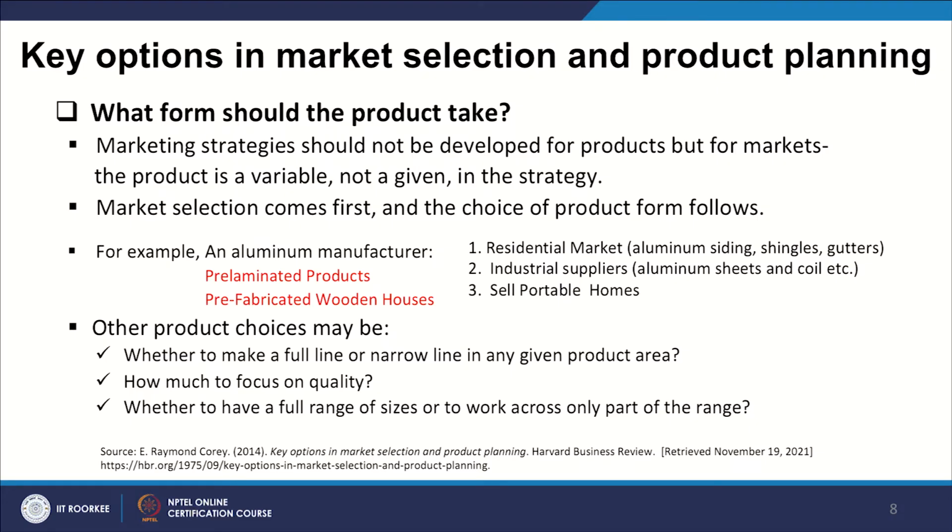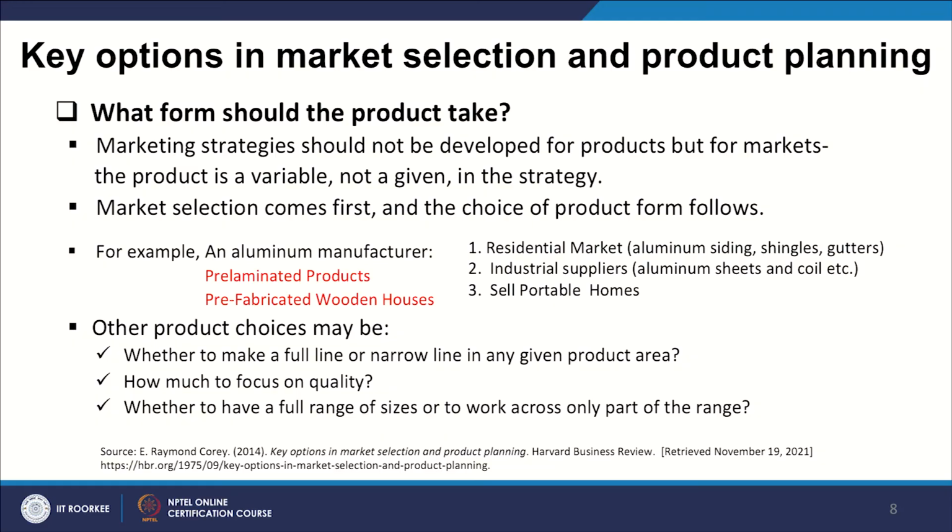The product is a variable, not a given, in the strategy when you look at the strategic perspective. Now, you are talking of the form of the product. Market selection comes first and the choice of the product form follows.